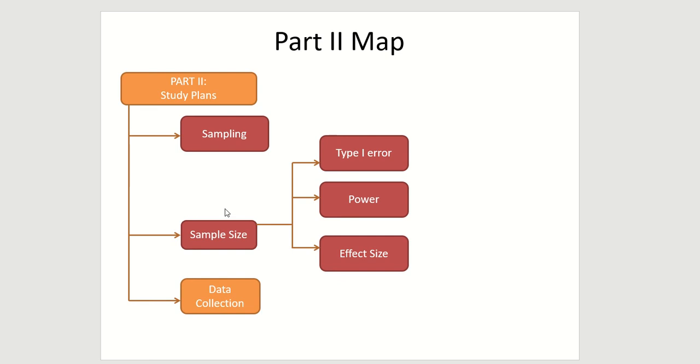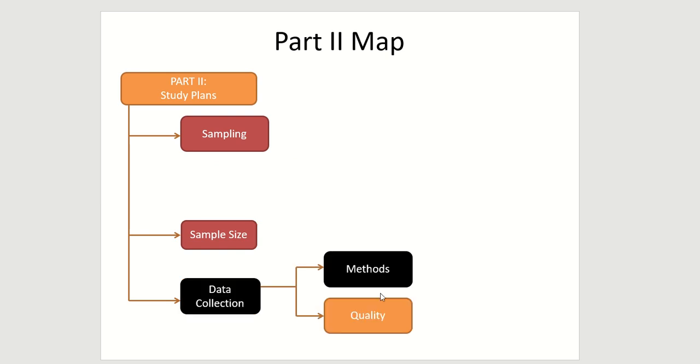Okay, so coming back to our map, after we finished sampling, we talked about the sample, so the type 1 error, the power, the effect size, and we talked about how these things actually affect the number of people you need to recruit. We still need to talk about data collection, like how do you proceed in terms of collecting information. With regard to data collection, we're going to talk about two issues: the issue of the method of data collection, the tools of data collection, and the quality of the data, I mean, of the data you collected.